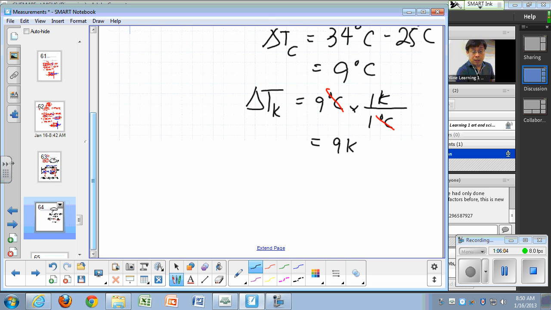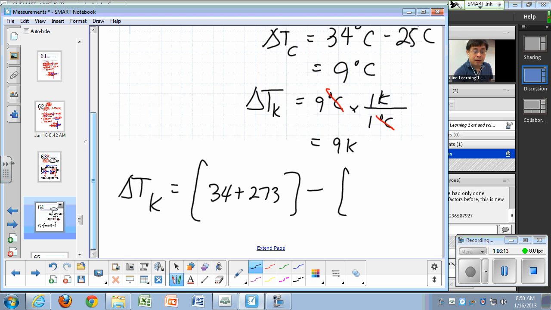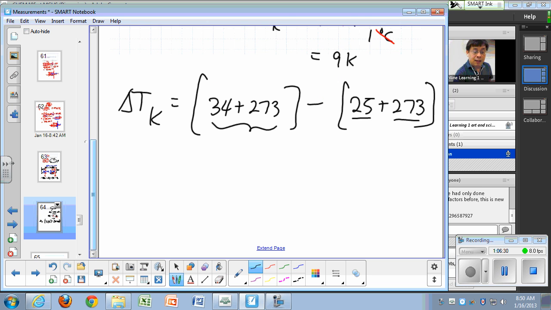Here's the long way of doing this. You can just say delta T Kelvin would be 34 plus 273 minus 25 plus 273. Okay, so this is the final temperature in Kelvin. You add whatever Celsius you have, you add 273 to it. And then whatever Celsius reading you have before, you add 273 to that. You can see that if you did this, what happens to 273? It just cancels out. So that's just 34 minus 25. That's just 9 Kelvin. Okay?